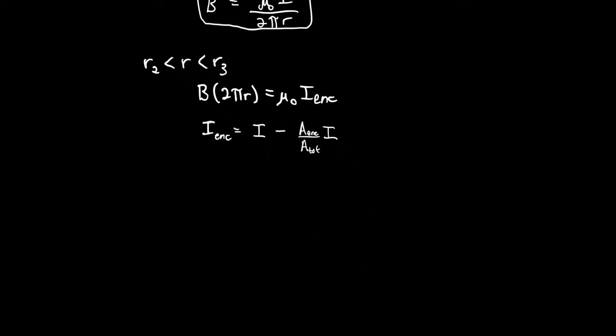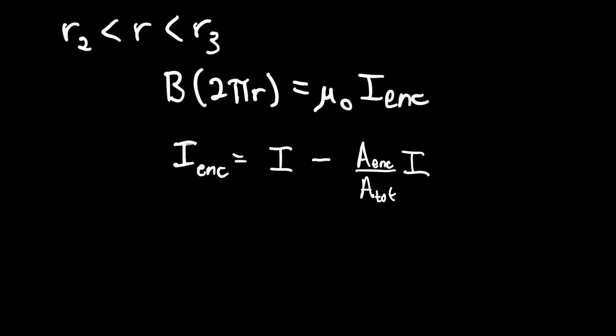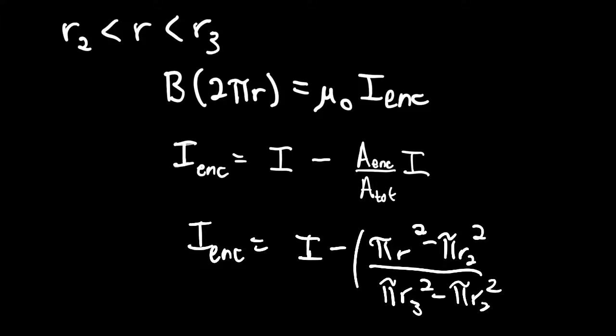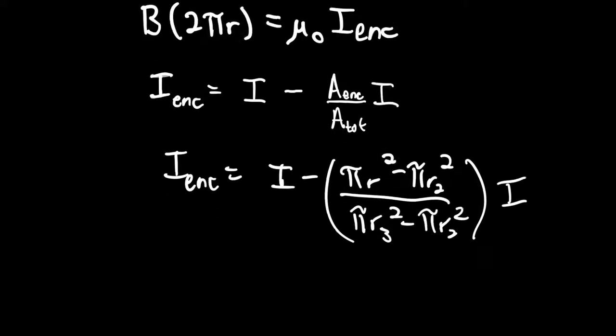I think somebody's going to get motion sickness watching this on YouTube. So this is I enclosed equals I minus pi r squared minus pi r2 squared over pi r3 squared minus pi r2 squared, all of that times I. Looks like a mess. Leave it as a mess. Don't try to simplify it. Your book simplifies it. No reason to do that.